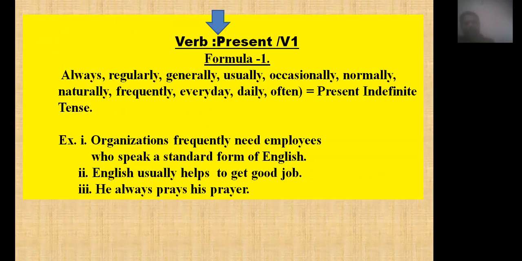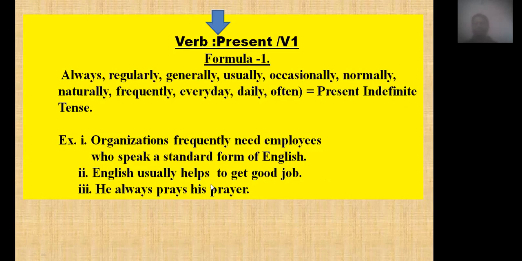Okay, formula number 1. Whenever you see in a passage, always, regularly, generally, usually, occasionally, these types of words, then you will use the verb present. Okay, present indefinite tense. That means verb will be present. Say for example, English usually helps to get good job. English usually, here subject is English. Here usually is the word that is given in formula 1. So English usually helps, here verb is helps, to get a good job.